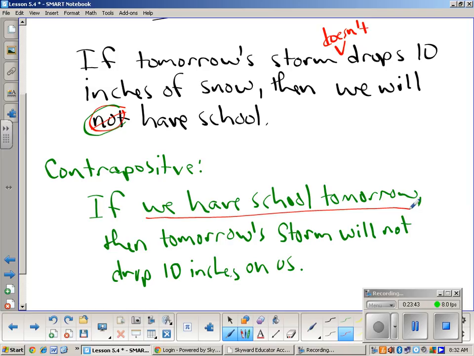Now, for it to be false, we would have to have school tomorrow and get 10 inches of snow, because this says we will not get 10 inches of snow. So for this to be false, we would say we have school tomorrow and we got 10 inches of snow. Do you think that's a false statement?